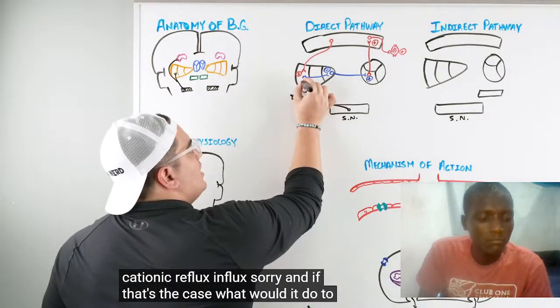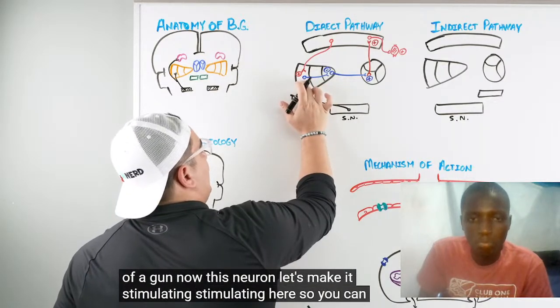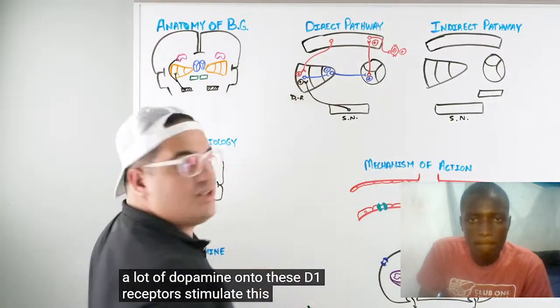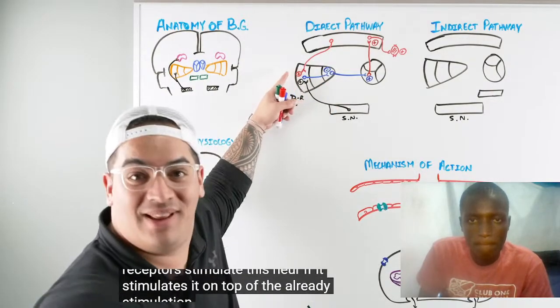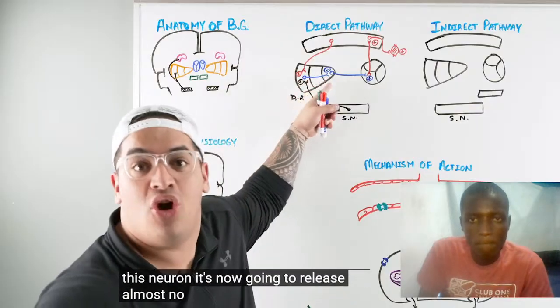And if that's the case, what would it do to this neuron? It would stimulate it like a son of a gun. Now, this neuron, let's make it stimulating here so you can actually see it. So it's going to release a lot of dopamine onto these D1 receptors, stimulate this neuron. If it stimulates it on top of the already stimulation from the glutamate, you're going to have a heck of a stimulation of this neuron.